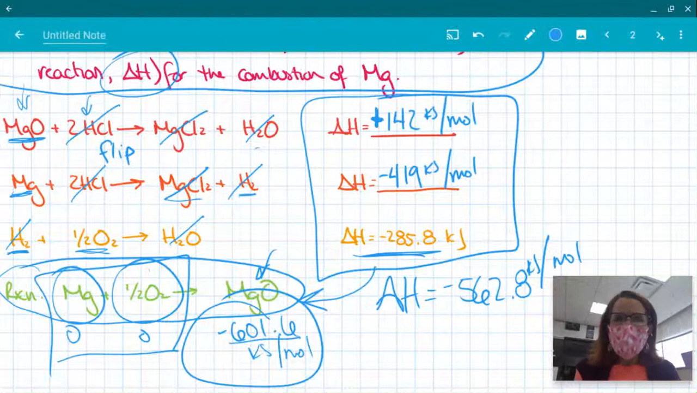And then there's always your own personal error. How careful were you in measuring the 100 milliliters of HCl? How careful were you in reading your thermometer? Are you sure that was the highest temperature? Those are all things that go into error that gets added in here.